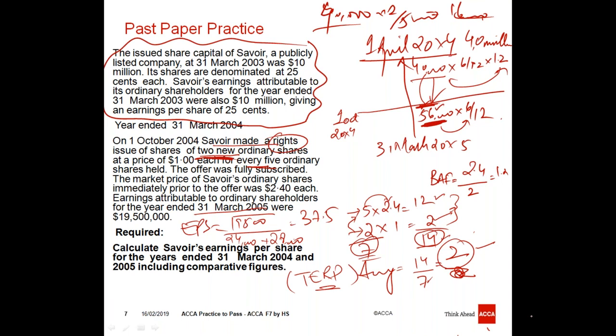How to calculate 24,000? There is no 24,000 here. Okay, 24,000, it is here. 24,000 is 40,000 into 6 upon 12 into 1.2.